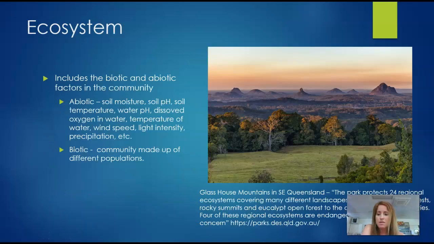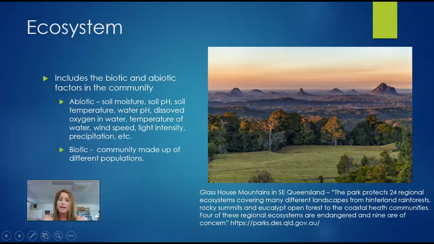So an ecosystem is made up of both biotic and abiotic factors. And in the last video, we talked about what is a biotic versus an abiotic factor. Just as a reminder, abiotic factors are things that are not living. That's the soil moisture or the pH, the temperature, the precipitation, dissolved oxygen in the water, wind, all of those things would be abiotic factors.